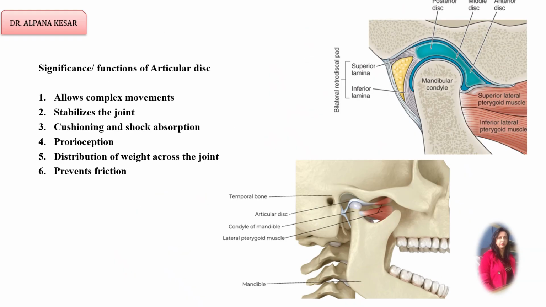The functions of the articular disc are: it allows complex movements. It is so because it allows movements to take place in the upper compartment and the lower compartment simultaneously. It helps to stabilize the temporomandibular joint. It provides cushioning and shock absorption. It helps in proprioception, distribution of weight across the joint, and prevents friction.